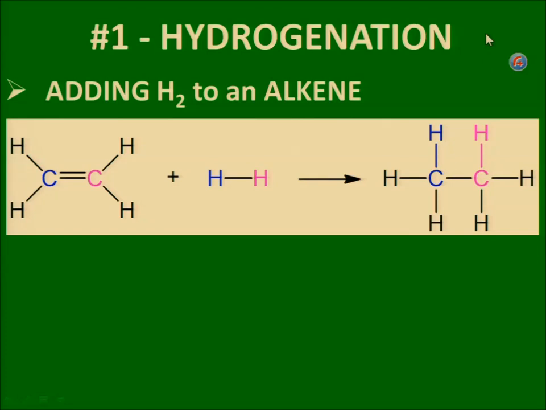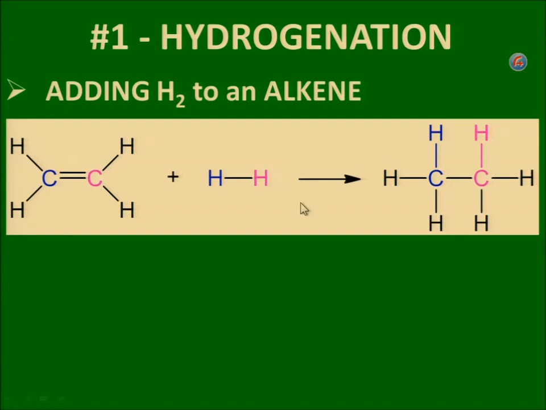The first type of addition reaction is hydrogenation. In hydrogenation, we are adding hydrogen to an alkene. Here you have an alkene because there's a double bond. Now you are adding hydrogen, which means a hydrogen atom bonded to another hydrogen atom.